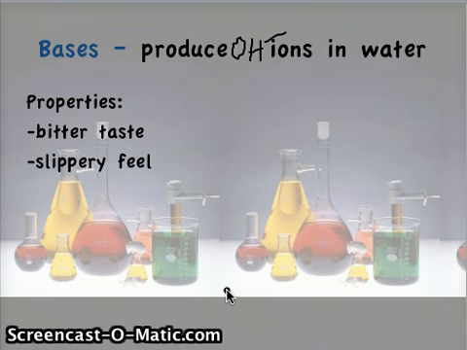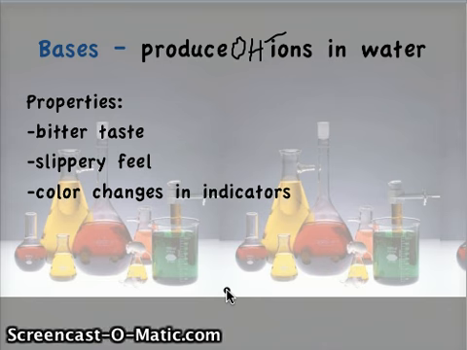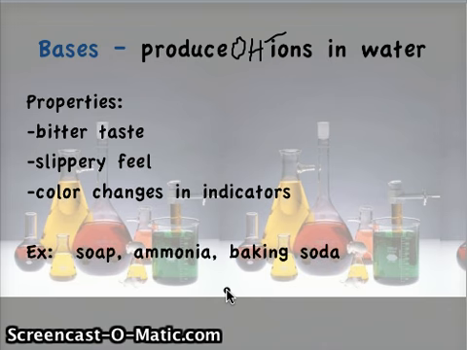The next one, a slippery feel. If you do your own laundry and you've used detergent, it has that slippery feel. Like when you're washing your hands, soaps are also bases. Yeah, soaps and detergents are bases and they have that slippery feel. Also, bases produce color change in indicators. However, they produce different color changes than our acids. Some examples that we talked about are soap and detergents, as well as ammonia and baking soda. So make sure you write down those properties and those examples in your notes.